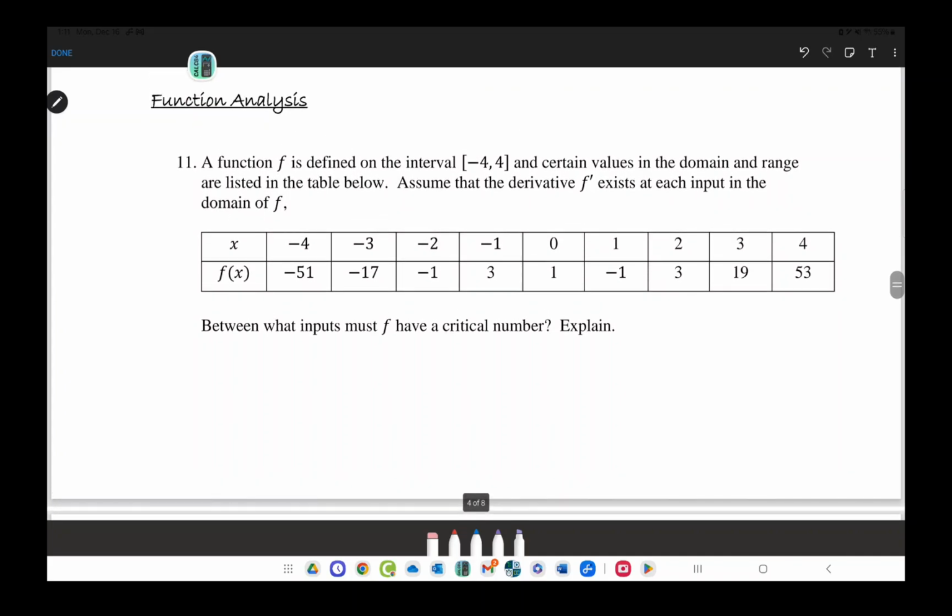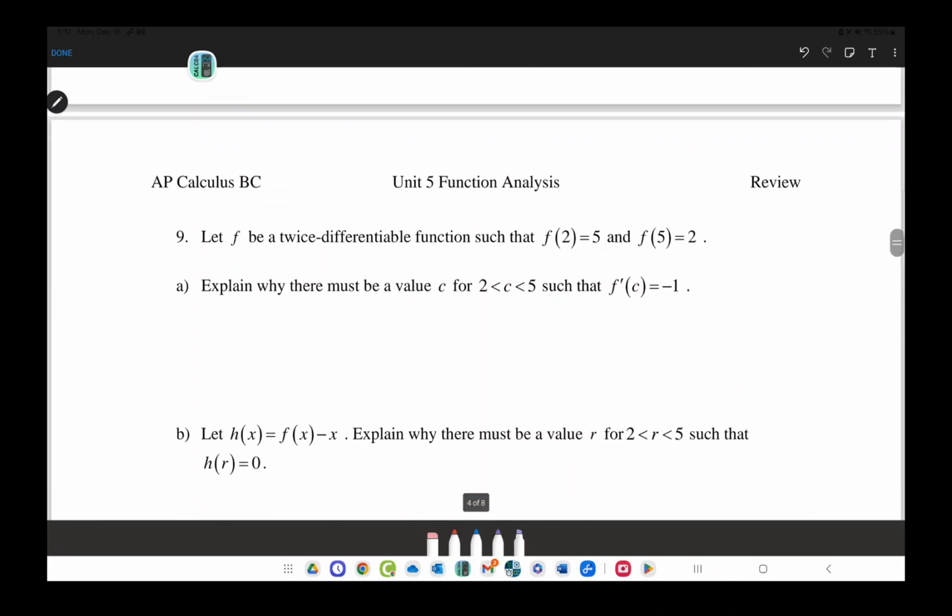I don't think you have a question on number 11, but I think you will have a question like this. You have 2 questions involving the mean value theorem. One is a lot like number 9, and one's a little bit like number 9. One asks you to verify that this must exist, and one asks to actually find C.